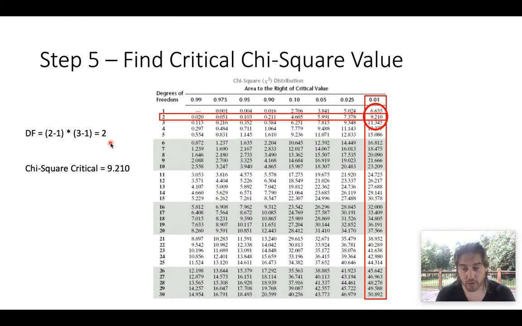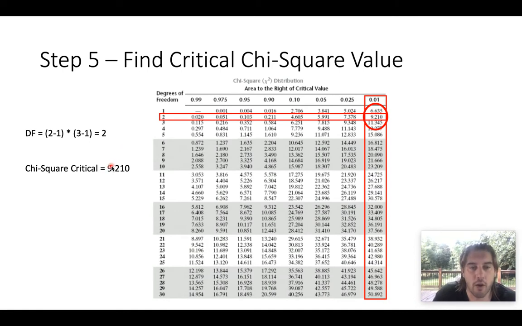That is our benchmark. That's our hurdle. If our calculated chi-square is greater than that value, then we reject the null and we conclude that the 2 variables are not independent, right? They are impacting each other. If our chi-square is less than the critical value, then we fail to reject the null and we conclude that the 2 variables are independent, meaning they are not having an impact on each other.